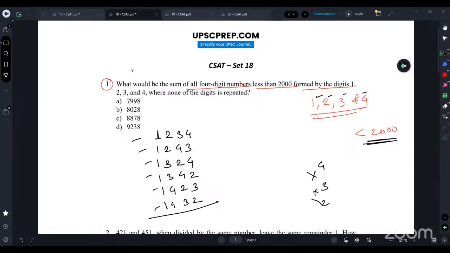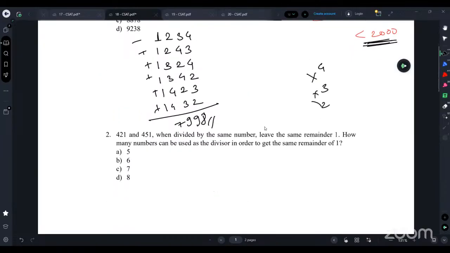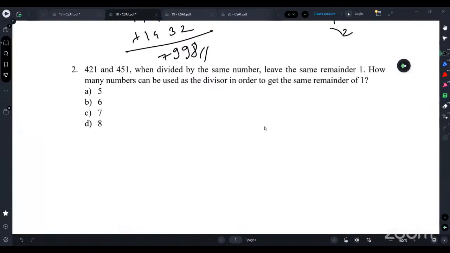Which are less than 2000, by using these four digits. So if you take the summation of all these numbers, right? Now what I have to do is adjust these numbers. So if I do the summation, I know it now, it is 7998, right? Option A is the correct answer in this case. Okay, easy question this was again. See now, second question.